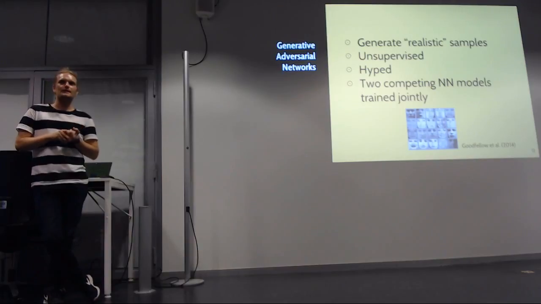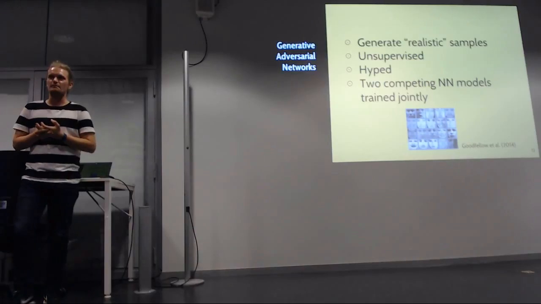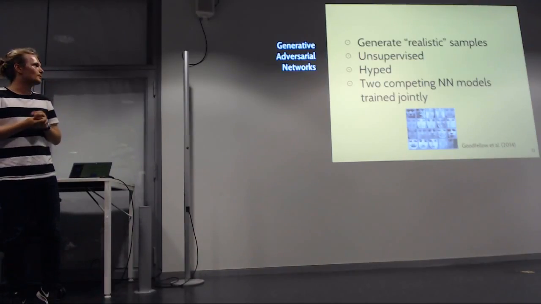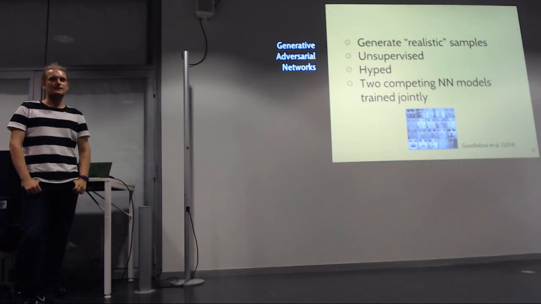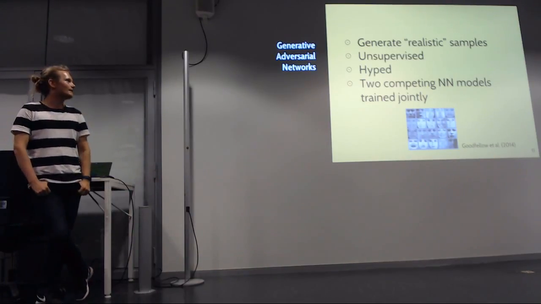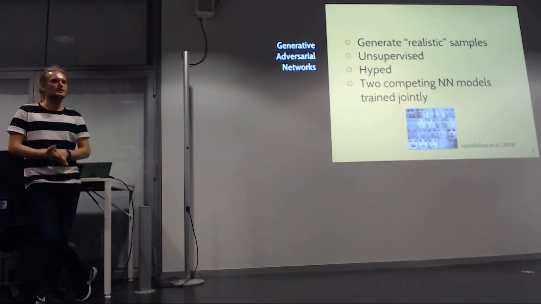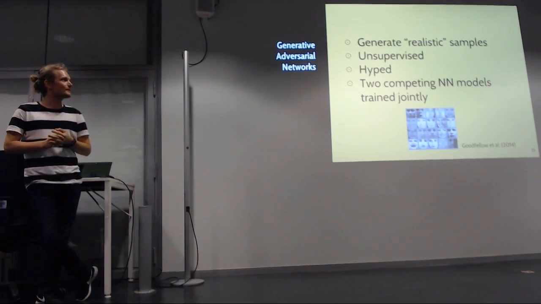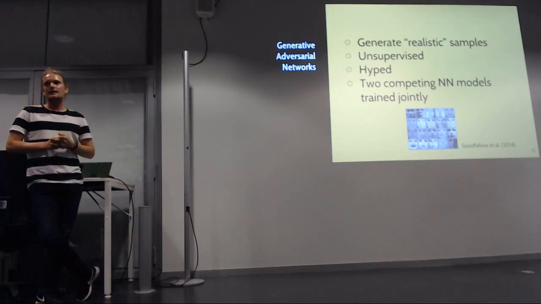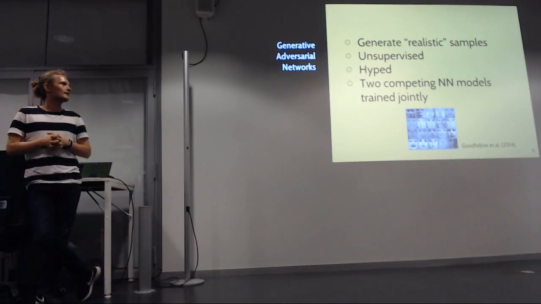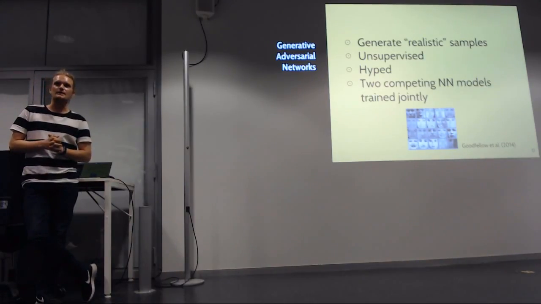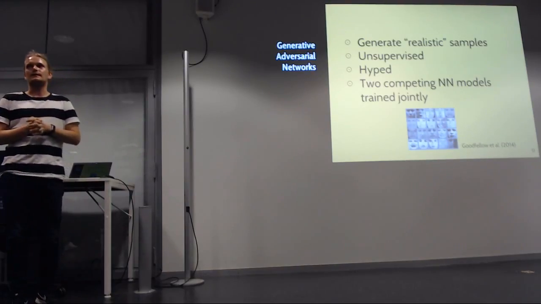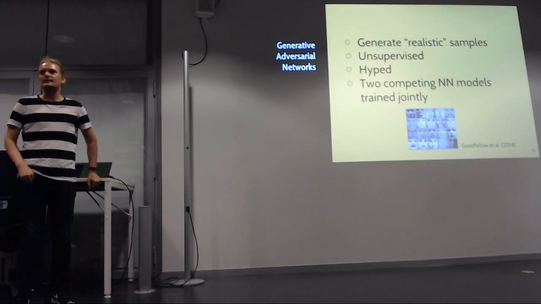The nice thing about these is that they are basically unsupervised. They don't need any sort of manually curated data sets to be able to produce these type of samples. At the moment, these are extremely hyped. The research field has been growing exponentially during the past years. And the basic idea behind these networks is that we have two different neural network models that are competing against each other, and they are trained jointly. I will go through the basic idea shortly.